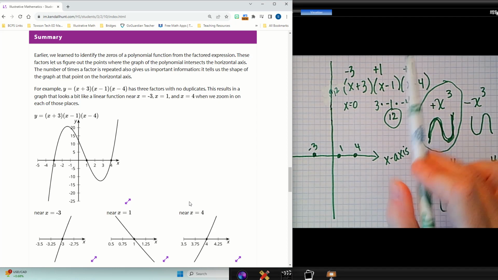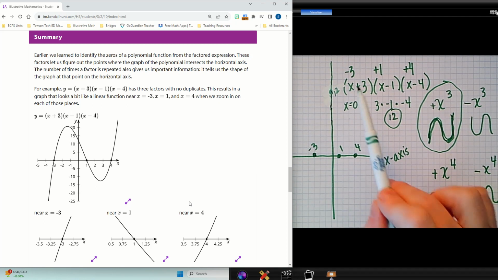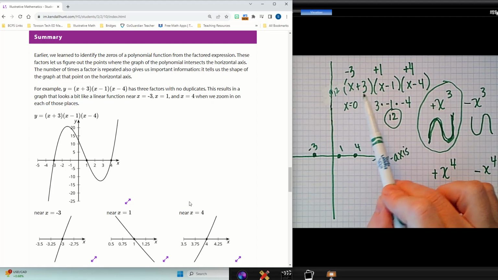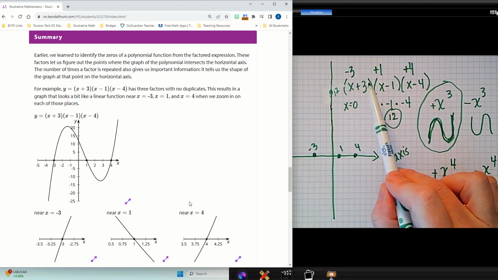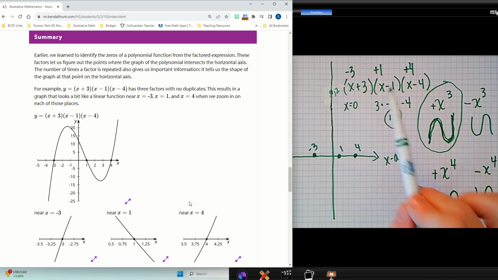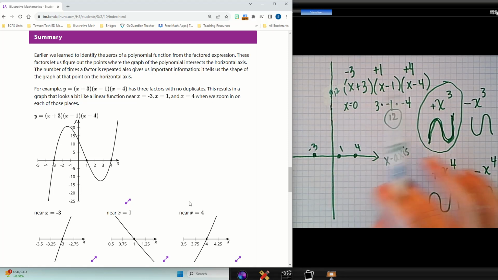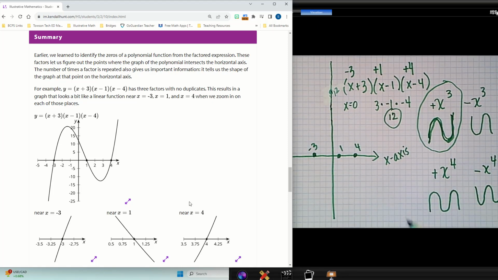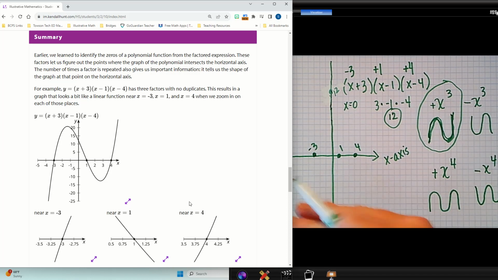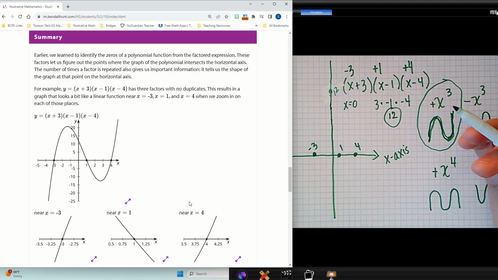Okay? Now, the multiplicity. The multiplicity just says that when nothing's repeating. See how we don't have a repeat? This is not x plus 3 to the second power. We have one of each. So we have an x plus 3, an x minus 1, and an x minus 4. So there's no repeating. So we would say that this is a multiplicity of 1. That means the waves are going to be the same kind of distance away from each other. So it's very even. So I'm going to do my best to sketch.